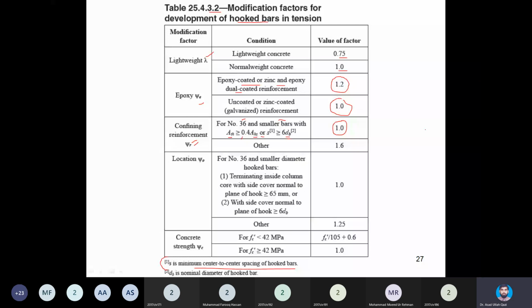But if either the first or second is not present, then it is recommended that the hooked bar LD will be enhanced by 60%, quite a big jump. So I will explain ATH and AHS on the next slide.